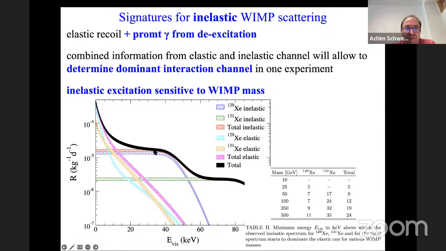So for example, if you would just see one bump, this would tell you that the WIMP mass would be on the lower end, for example. So from these relative sizes of the bumps, you would be able to tell about the dominant interaction channel and about the mass of the WIMP in the same experiment. So it would be a great thing to see.